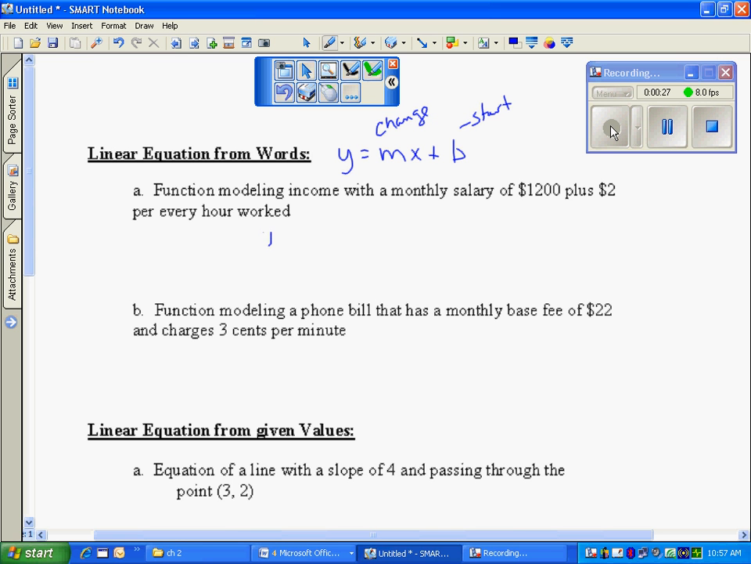So we're going to call this an income function with respect to time worked. And I know I'm going to make $1,200. In addition to that, I'm going to make $2 for every hour worked. Now that's real specific. It shows income versus time. If I want to generalize it, it's y equals 2x plus 1,200. We always kind of like to switch that around, although you don't have to, but I like to see it in the form y equals mx plus b.